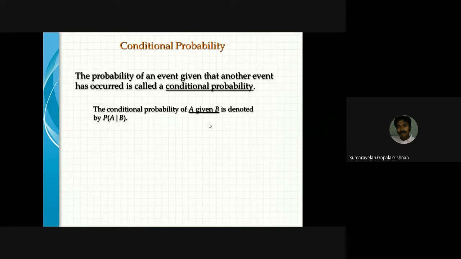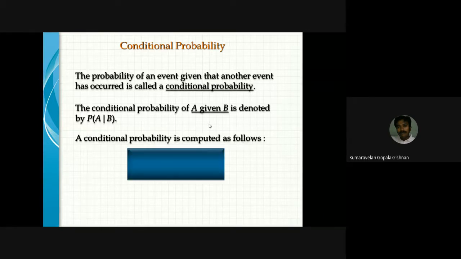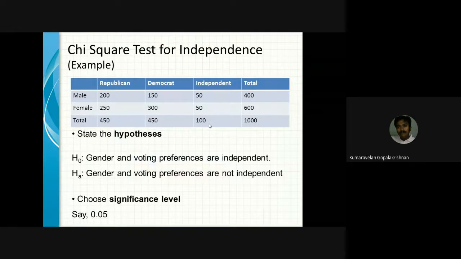So conditional probability is represented as P of A given B, and the general formula is P of A intersection B divided by P of B. That is the formula. I have not written it out, but this is the one. I touched only very basic things related to probability.